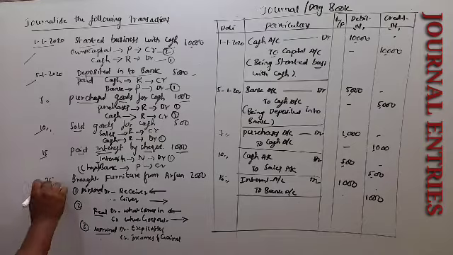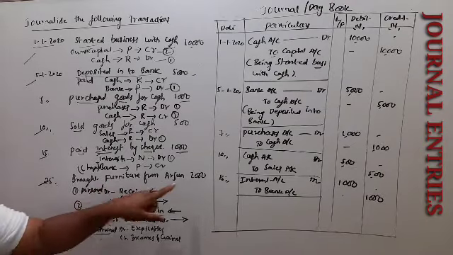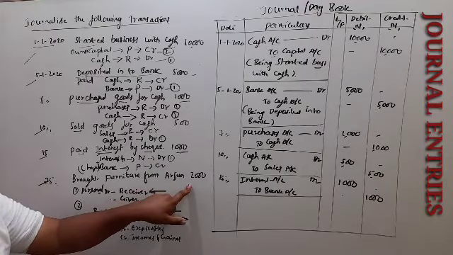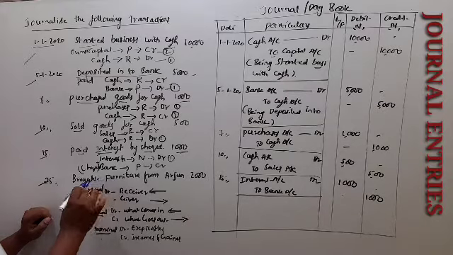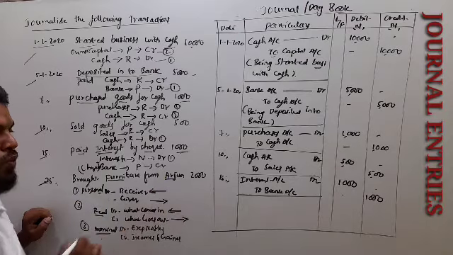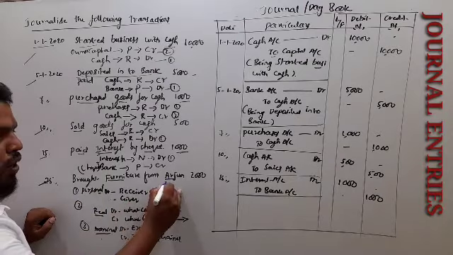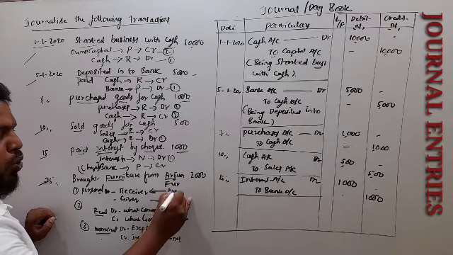Next, bought furniture from Arjun, rupees 2000. So in this transaction, two accounts are involved. Bought means purchased. We have bought furniture from Arjun. So two accounts are involved: furniture account and Arjun account.